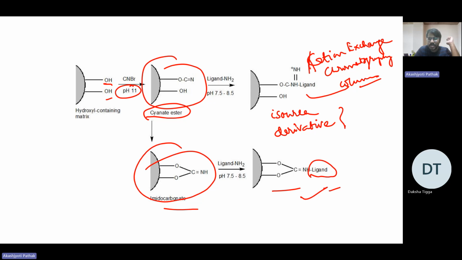It is positively charged, so it will be anion exchange basically. Okay, it will bind to negative charges.